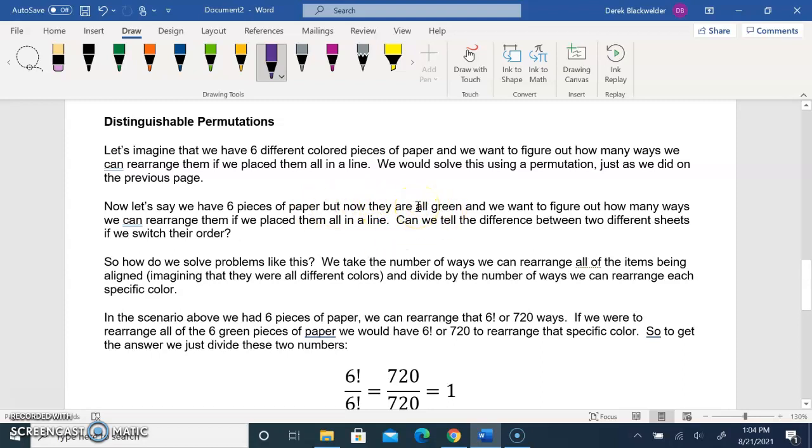So let's say all those pieces of paper are green. If I rearranged all those papers, then it would look exactly the same as the original, even though they're all rearranged. So this is called a distinguishable permutation whenever some of the items are not distinguishable and they look identical. If we rearranged them in order, we wouldn't be able to tell.